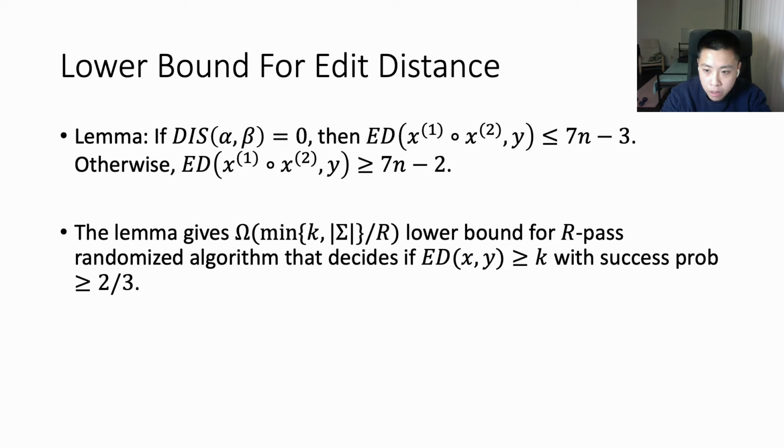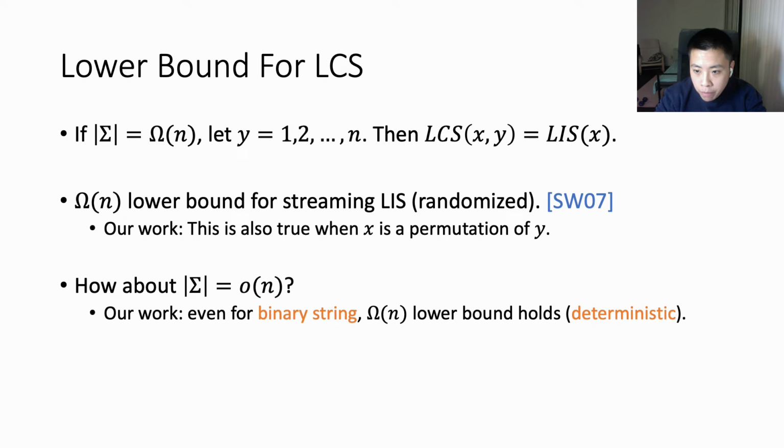By careful analysis, we can show that if alpha and beta are not disjoint, then in our construction, the edit distance between y and the concatenation of x1 and x2 is at most 7n minus 3. Otherwise, the edit distance is at least 7n minus 2. The lemma directly gives the omega of minimum of k and the size of the alphabet over R lower bound for any R-pass randomized algorithm that decides if edit distance is at least k with success probability 2/3. That is for the randomized lower bound of edit distance.